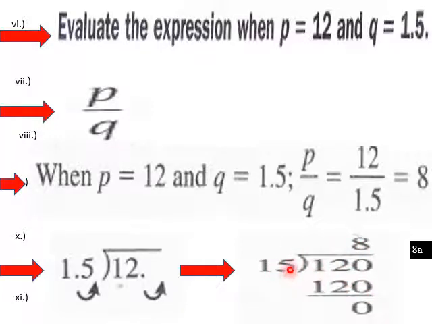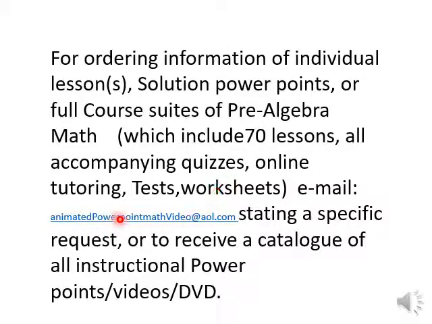8 times 5 is 40. Carry the 4. 8 times 1 is 8 plus 4 is 12, so we have 120, subtract, we end up with remainder 0. So there's your long division, and then this is using a fraction bar here. Or a calculator, just use a calculator. And that's your lesson for today.